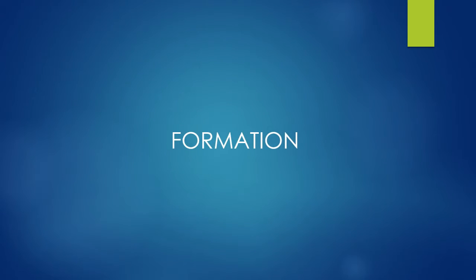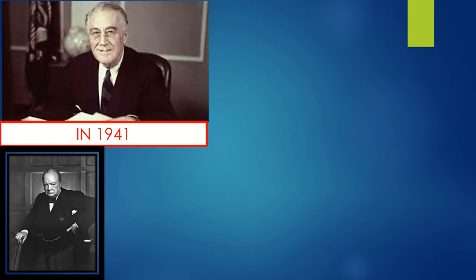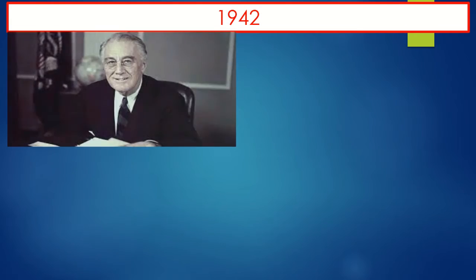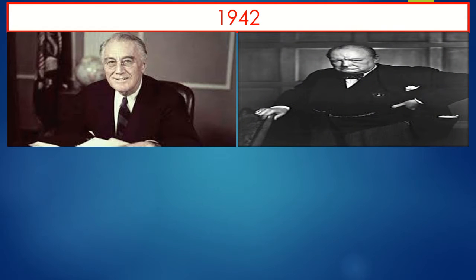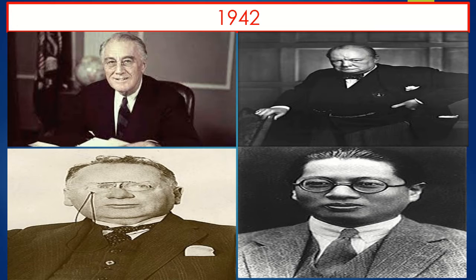Formation. After the failure of the League of Nations in 1939, the US State Department came up with another concrete plan for another international organization. In 1941, Franklin D. Roosevelt, with Winston Churchill and Harry Hopkins, drafted the Declaration by United Nations. They incorporated Soviet suggestions. Later in 1942, Franklin D. Roosevelt, with Winston Churchill, Maxim Litvinov, and T.V. Soong, signed a short document which later came to be known as the UN Declaration.